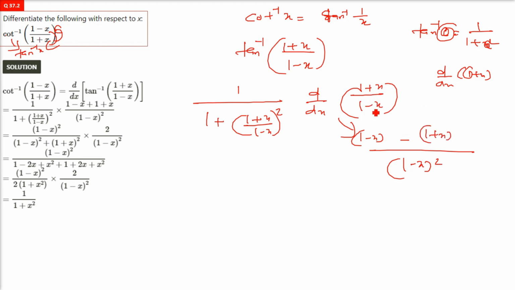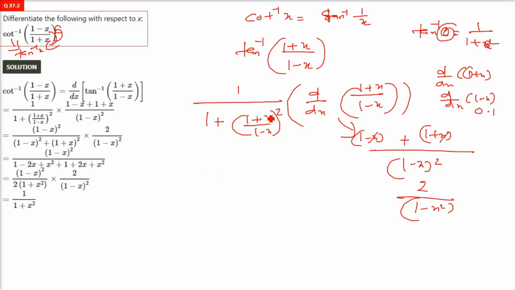And the differentiation of 1 minus x: the differentiation of 1 is 0 and of x is 1, so negative 1 will come out. So negative will become plus. So this x gets cancelled. 1 plus 1 is 2. So you have 2 by (1 minus x) square. Finally you get the differentiation as this one.